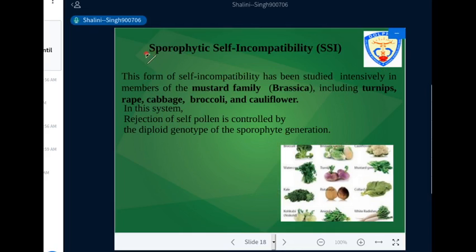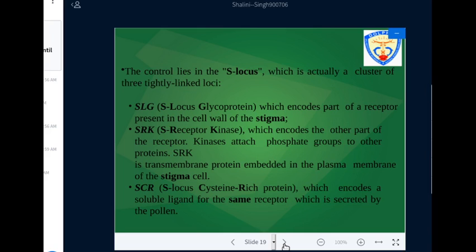Second example is of sporophytic self-incompatibility. So the control lies in the S locus, which is actually a cluster of three tightly linked loci.